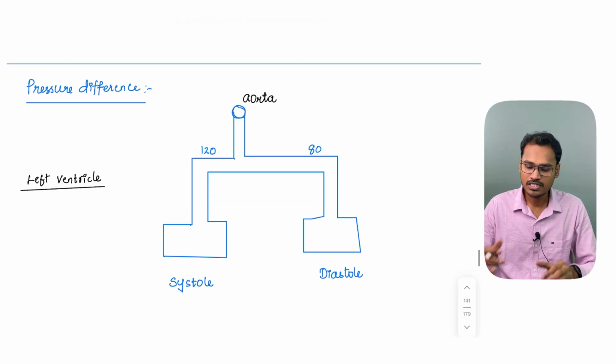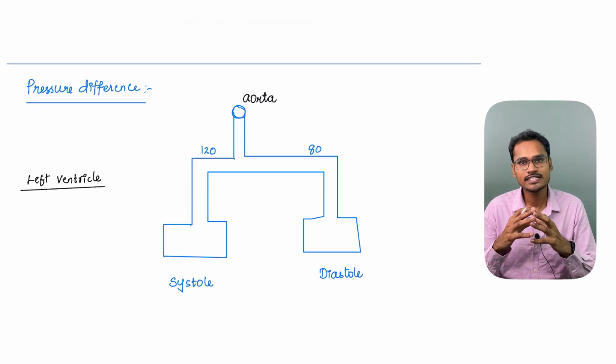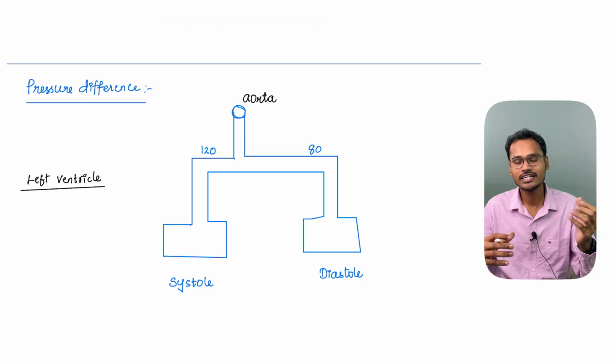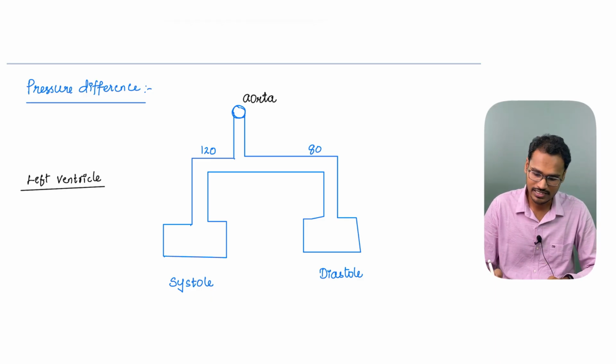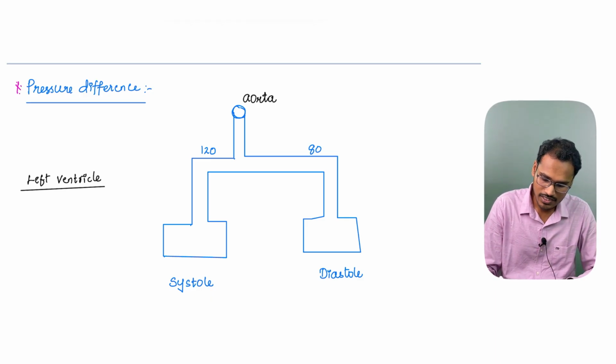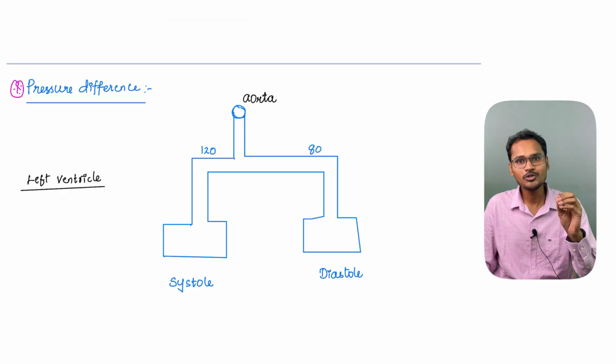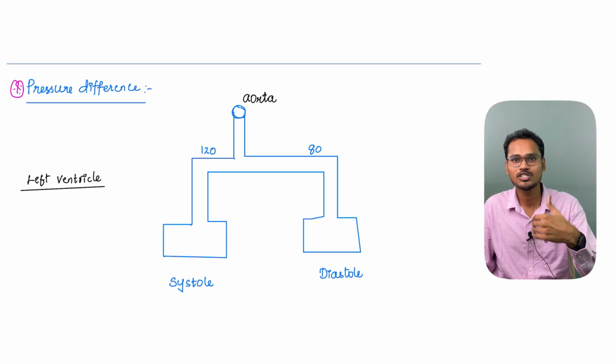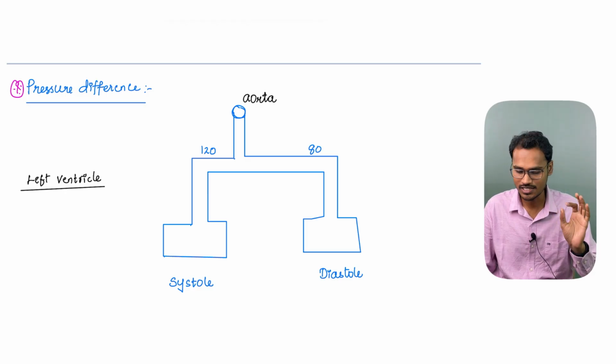Now coming to the pressure differences, like the flow is phasic, how it is different in the left ventricle and how it is different in the right ventricle. We are going to understand through them with the help of this simple diagram. Believe me, the left ventricle gets the majority of the blood during diastole and the right ventricle still gets the majority of the blood during systole.